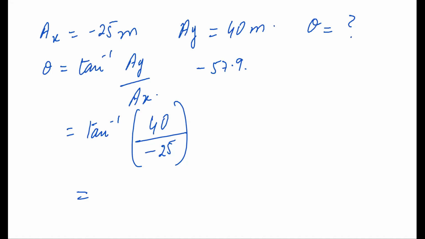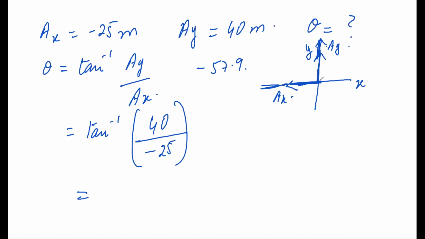So we have the quadrant system, right? This is x and this is y. So Ax is equal to minus 25. Ax is equal to minus 25 means here. This is Ax. Ay is equal to plus 40, so it will be a little bit longer. Ay is equal to plus 40. And therefore, A is equal to how much? A was equal to 47.2.